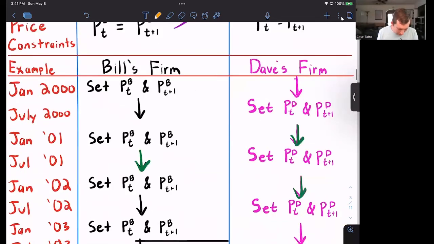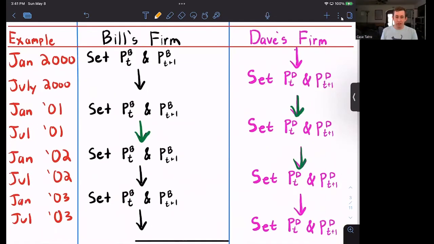So let's make that a little more clear. Here are the first couple years of price setting. We can see that Bill sets his prices in January of 2000 for all of 2000. Then in July of 2000, Dave gets to set prices for the second half of 2000, and that persists into the first half of 2001. In the first half of 2001, Bill gets to set a new price for all of 2001. Then Dave gets to set the price for the second half of 2001 and the first half of 2002. We just go back and forth, back and forth for all time.